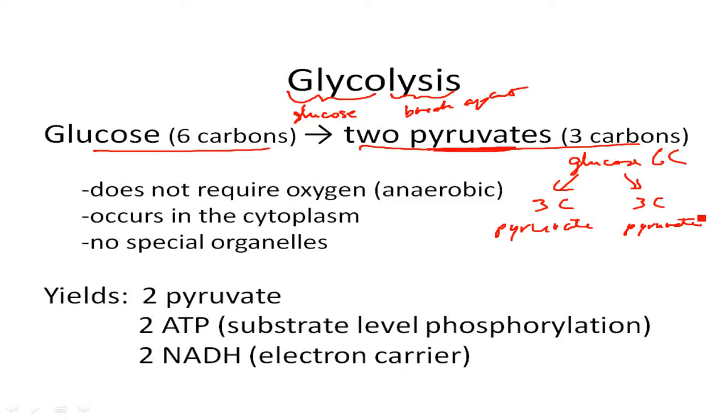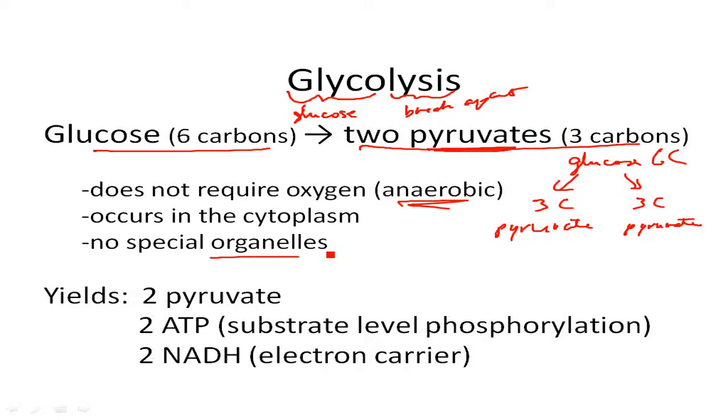Okay? This whole process does not require oxygen, so it's anaerobic. That means it doesn't require oxygen. It occurs in the cytoplasm, just out in the cytosol. It doesn't require any special organelles, so it's occurring in all of your cells. There's nothing fancy about this. It's just a basic process where we're breaking apart glucose.